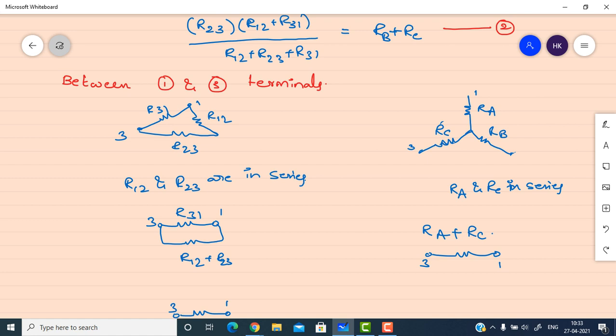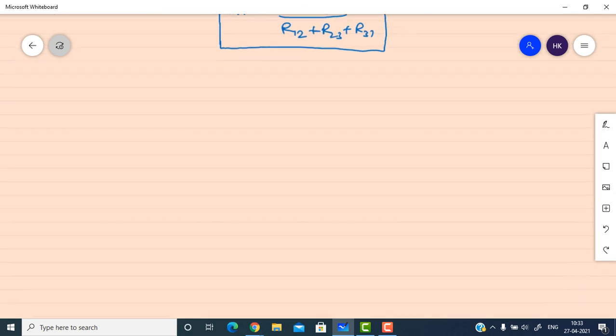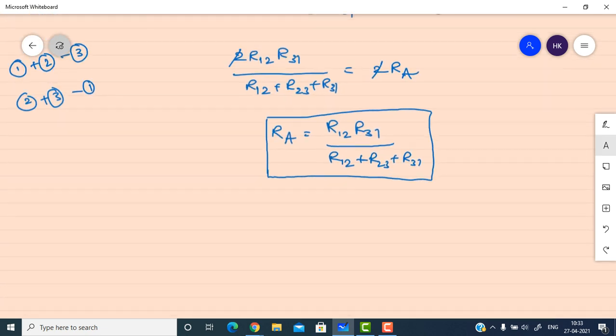I will tell you how to remember this formula easily while converting. If it is a derivation, you can do it. But if it is a problem, you have to remember the formula for solving it. For that, how to remember the formula easily, I will explain tomorrow and complete it. For the remaining two, check whether you get the answer or not. Use these two combinations, 1 plus 2 minus 3 and 2 plus 3 minus 1, and you will get the equations for RB and RC. I am ending here.